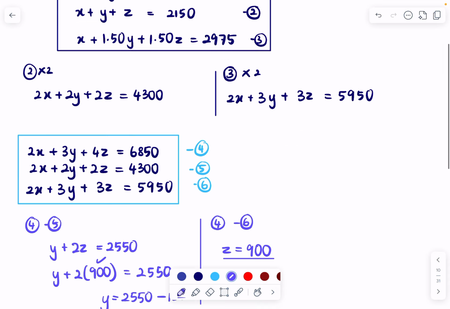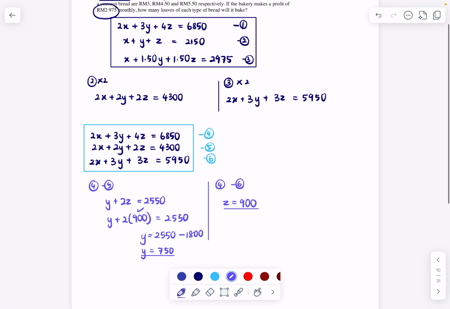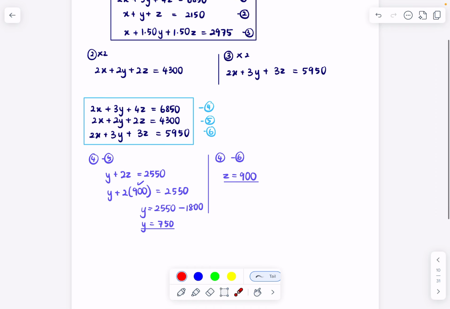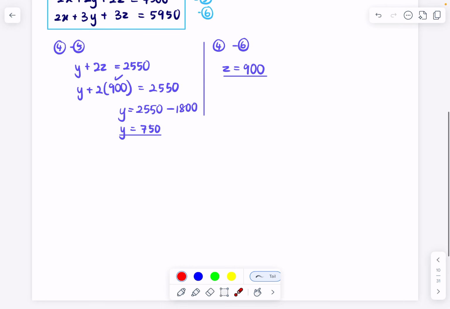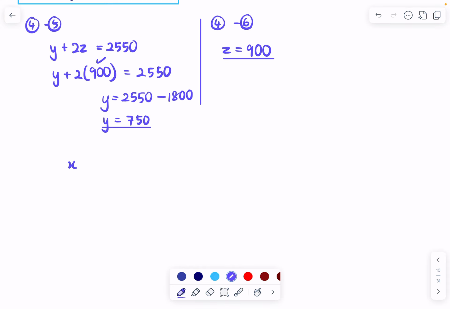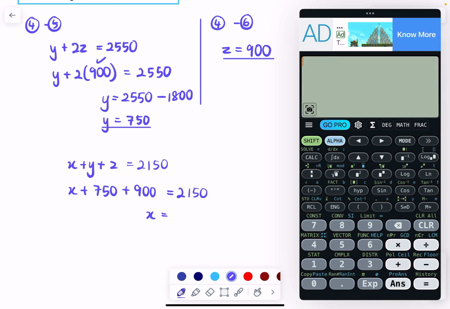Now we need to figure out x. So you can find x using any equations. Let's just take equation 2. This seems easy. So x plus y plus z is 2150. So x plus 750 plus 900 is 2150. Therefore x is 2150 minus these two, which is 500.